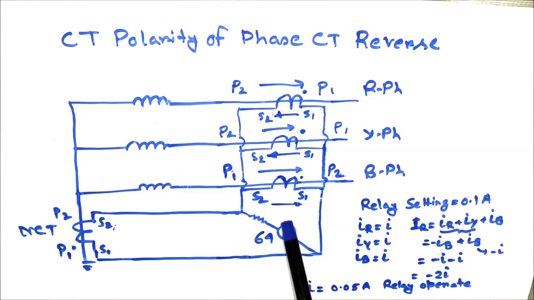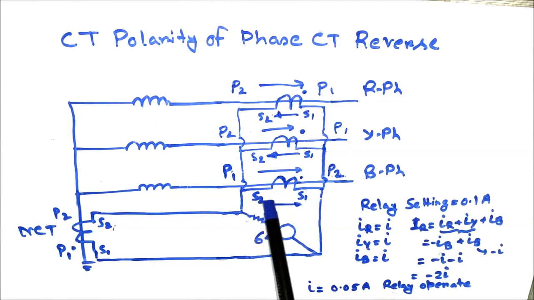For example, if the CT ratio is 600 by 1, and it is a 10 MVA transformer of 33 by 11 kV, and the 11 kV side is star connected, then if 30 ampere current flows under balanced load condition, the relay will operate. So if the polarity of one of the phase CTs is wrongly connected, then under normal load condition the REF relay will operate.